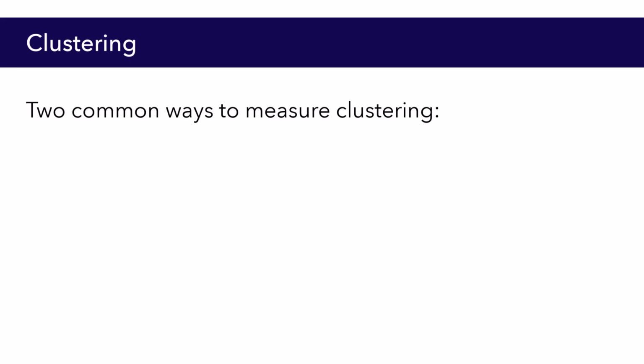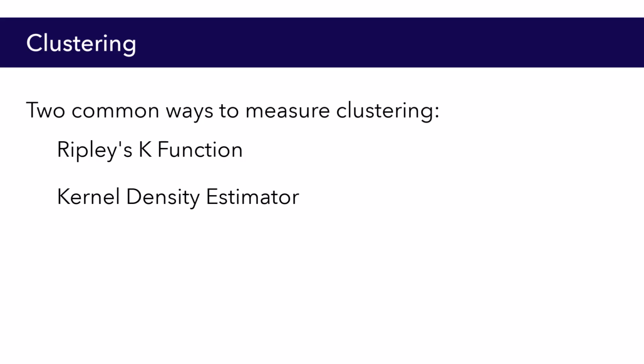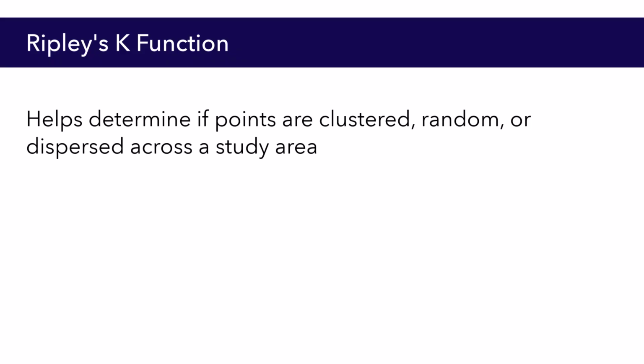Two techniques that are often used in GIS to study these patterns are Ripley's K function and the kernel density estimator. Ripley's K function is a tool that can help us determine whether or not points are clustered, random, or dispersed across the study area.